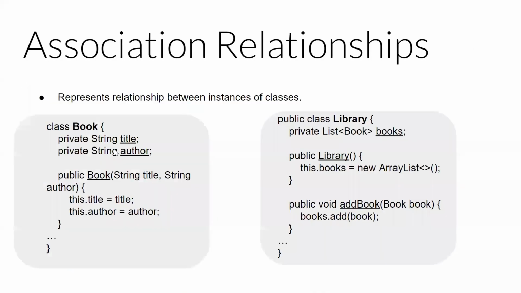Here you can see an example of an association relationship. From the left side you can see class Book with fields title and author and constructor Book, and on the right side here is public class Library with a list of instances of class Book, and also a constructor Library and method addBook. So one library can have a number of books, and this is an aggregation relationship.